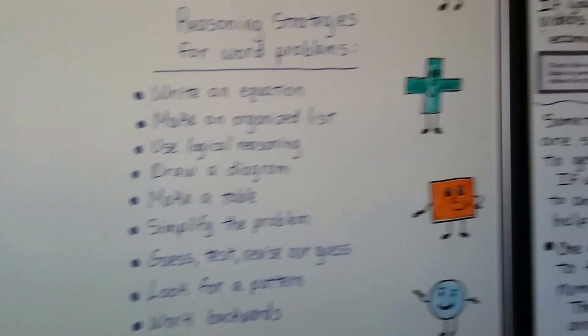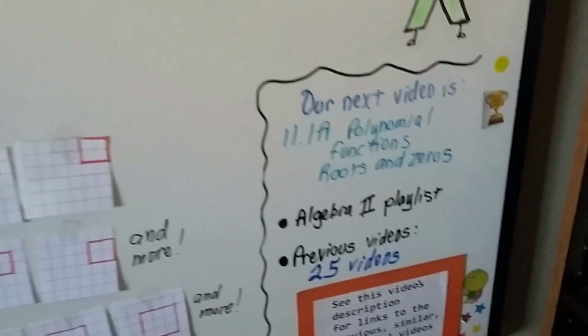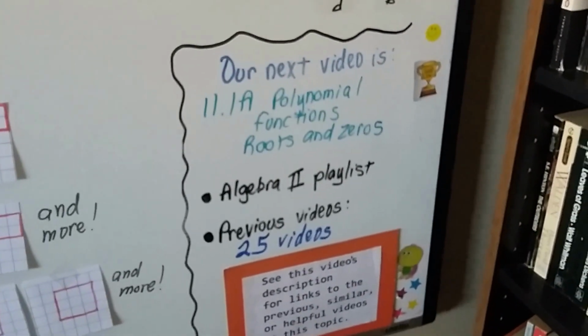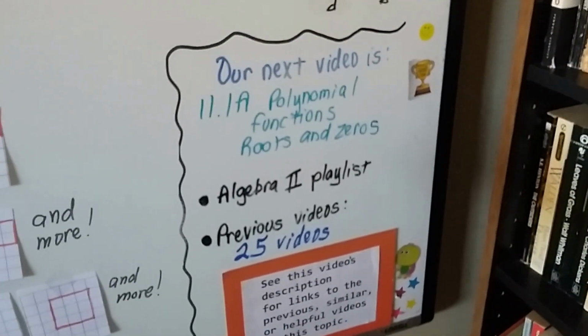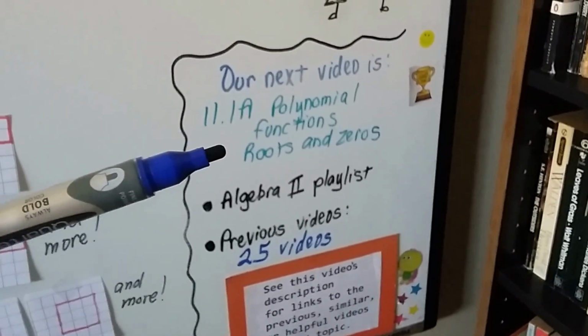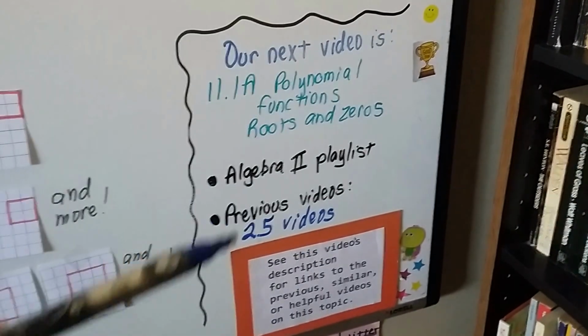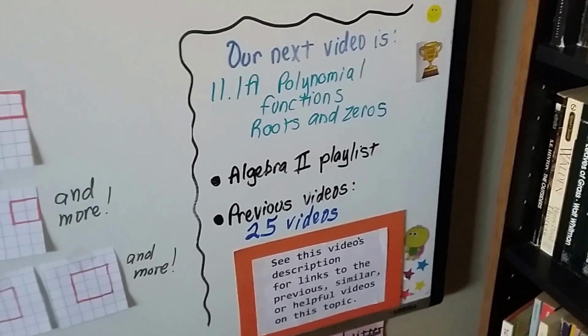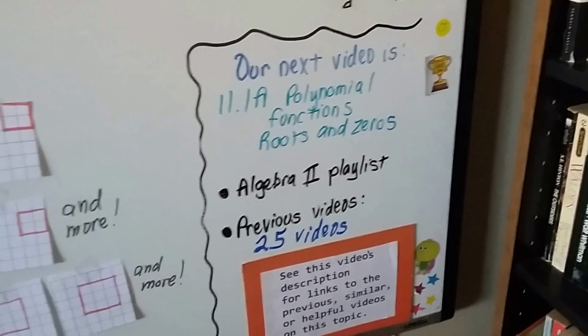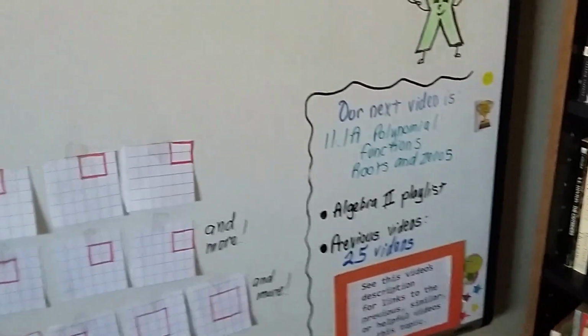Okay? So, enough about reasoning strategies. We're going to move on to chapter 11. We're going to start talking about polynomial functions. And we're going to talk about roots and zeros and how to tell what the roots and zeros are of an equation or a function. And the description will have the links to the 25 previous videos for chapter 10, where we talked about equations of second degree.